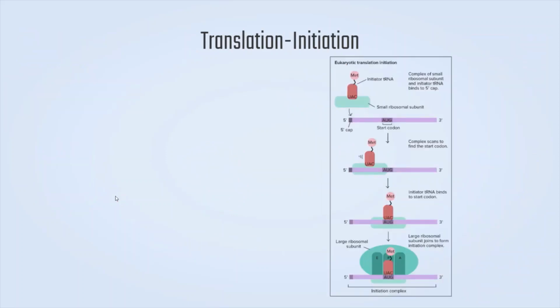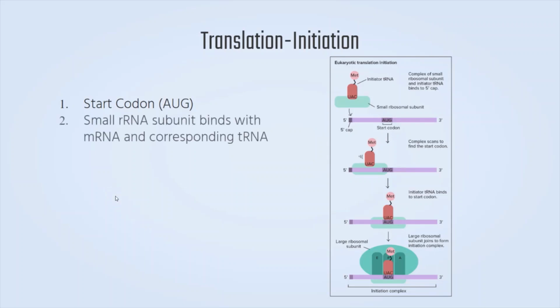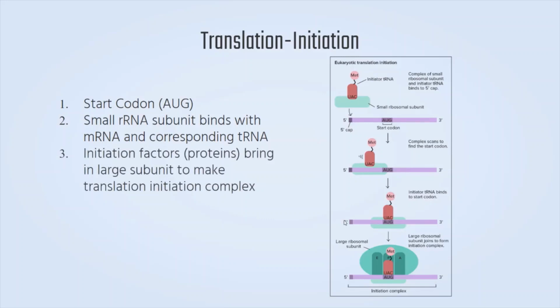The first step of translation is also initiation. So first, you will have a start codon, and this will be signified through AUG. Next, the small rRNA subunit will bind to the mRNA and the corresponding tRNA. In the third step, initiation factors, which are proteins, will bring in the large subunit to make a translation initiation complex. So this final picture will show a large subunit and a small subunit with a tRNA binding to the start codon.